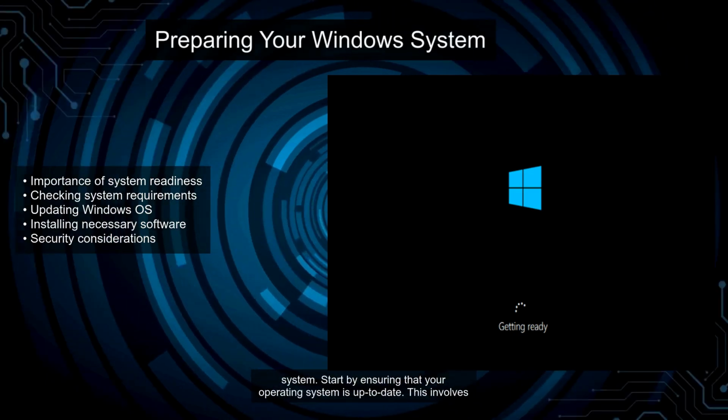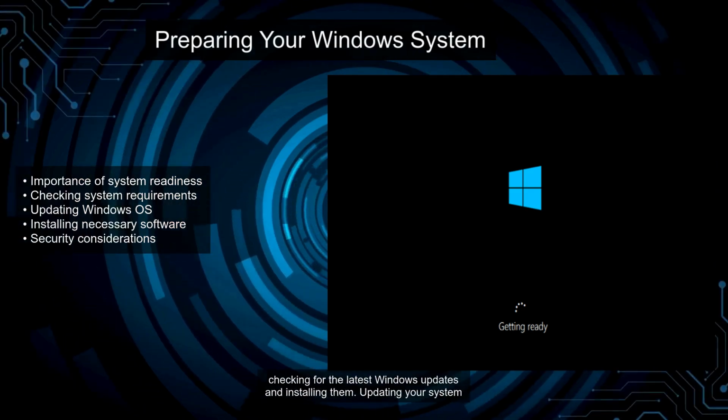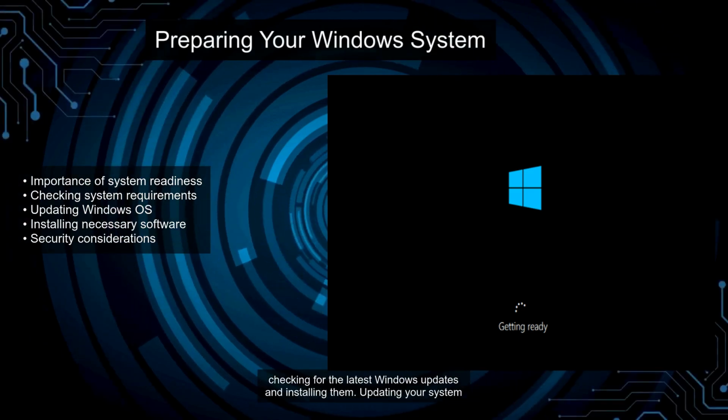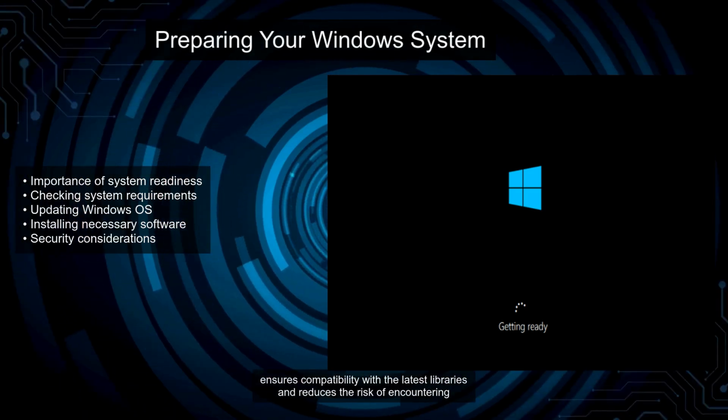Before installing any machine learning libraries, it's crucial to prepare your Windows system. Start by ensuring that your operating system is up to date. This involves checking for the latest Windows updates and installing them. Updating your system ensures compatibility with the latest libraries and reduces the risk of encountering errors during installation.